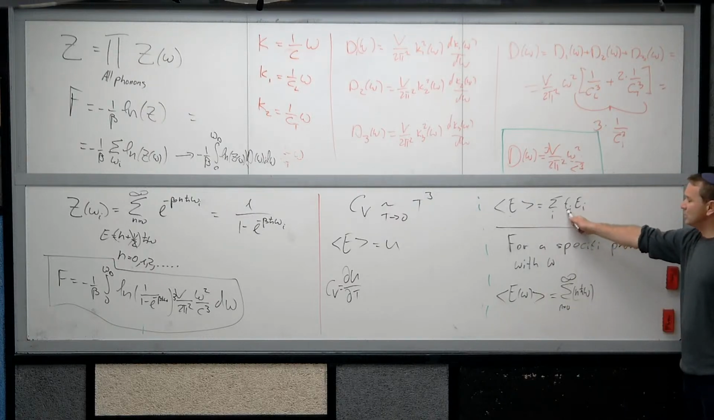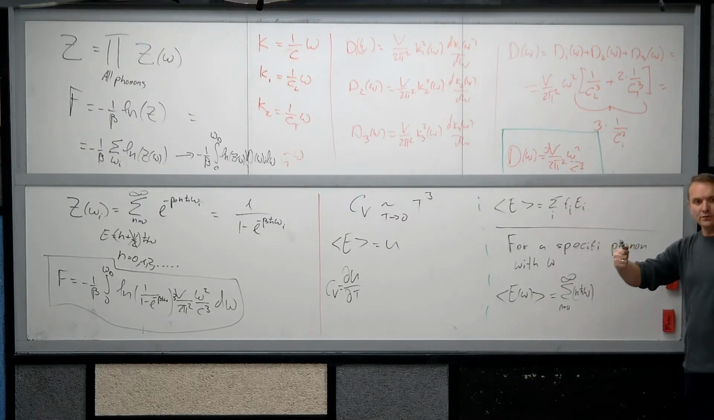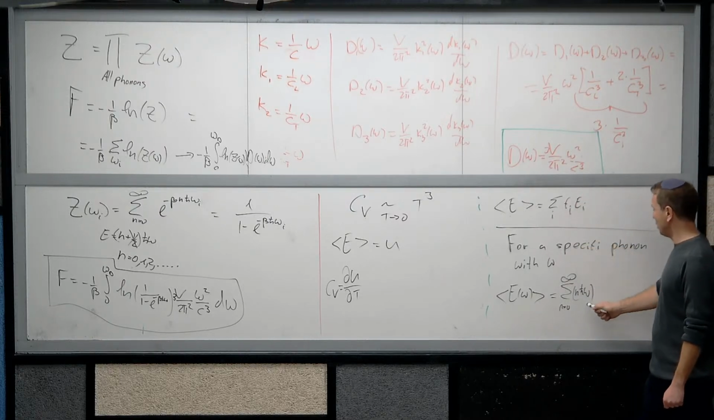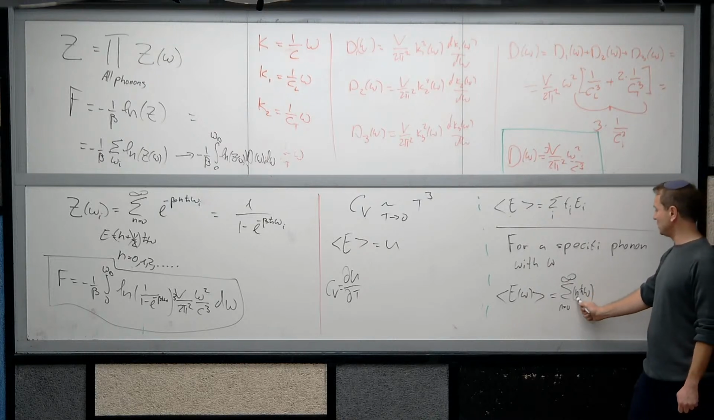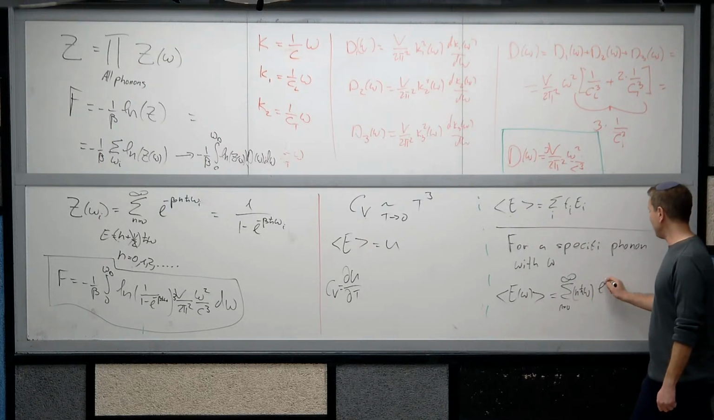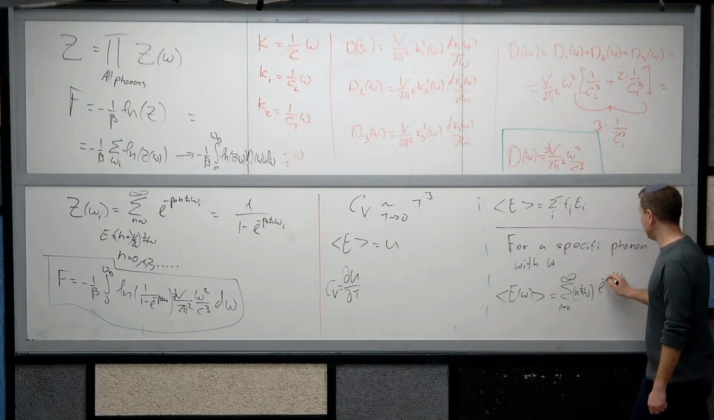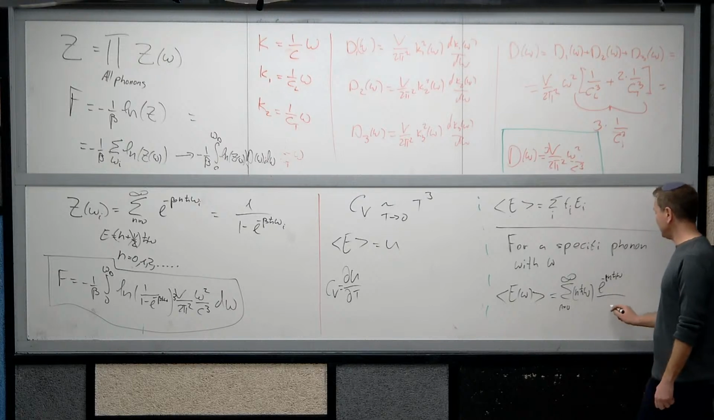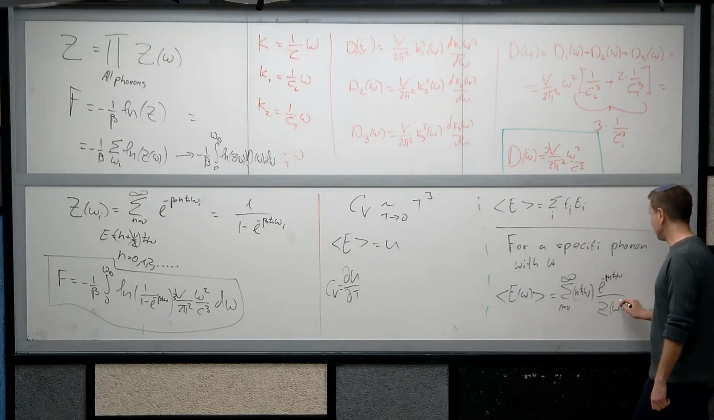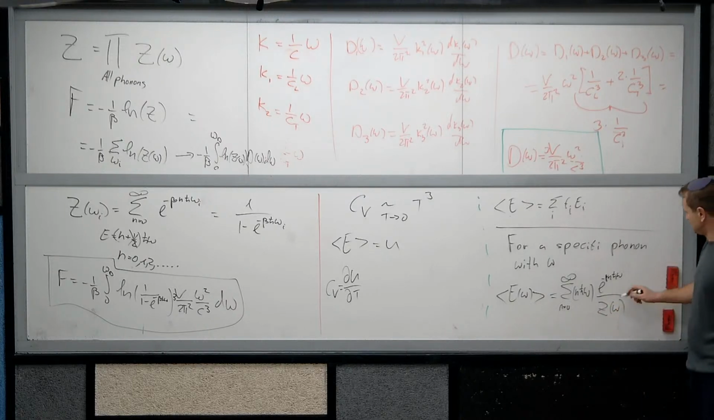Multiplied by the probability of this phonon to be in this specific energetic state. So what is the probability of the phonon to be in a state with given n? It's simply e to the power minus n h bar omega, we have beta over here, divided by Z of omega. So this is the probability.